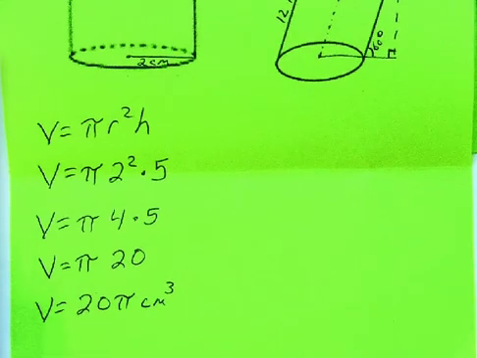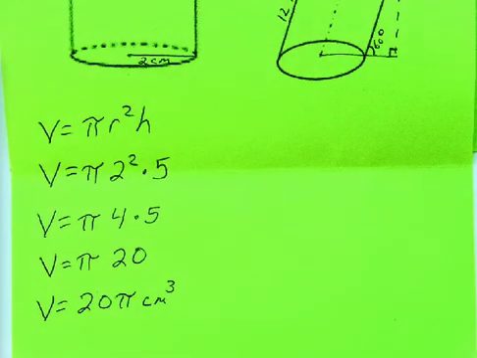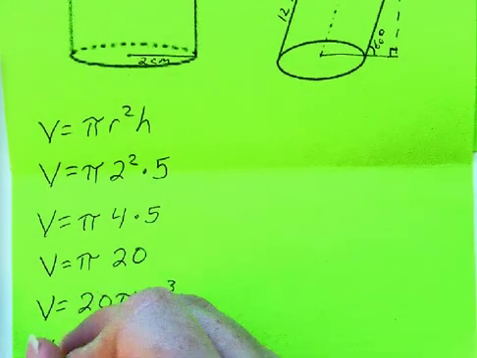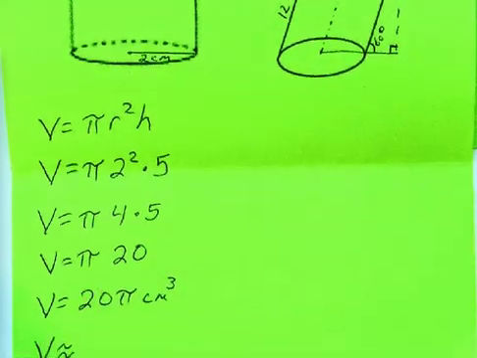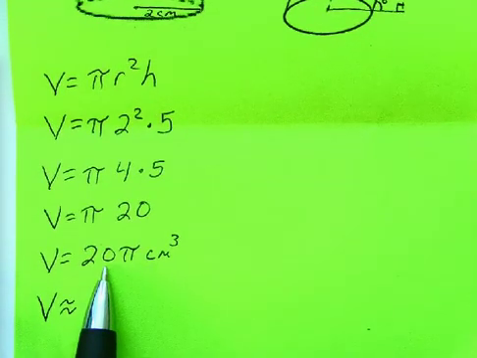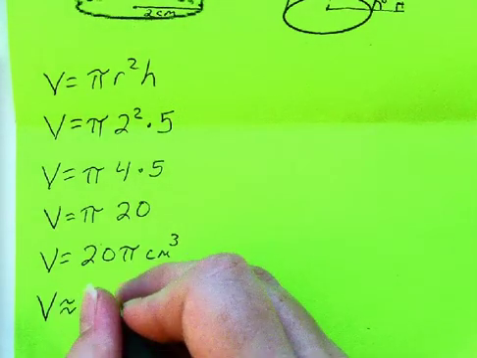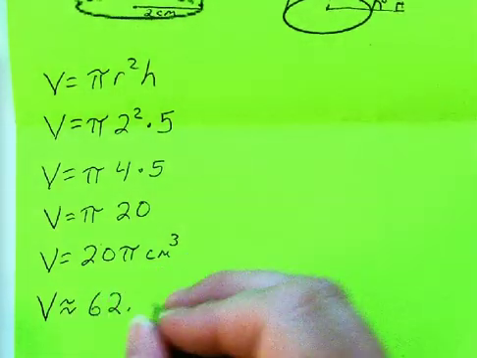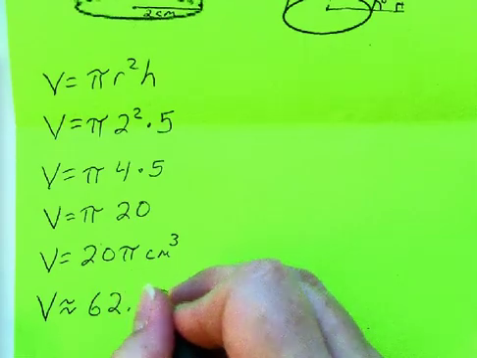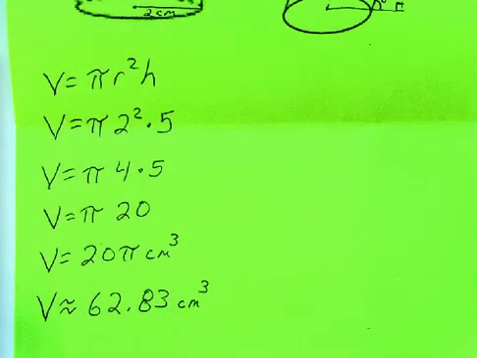We can also convert that to a decimal. So we're going to go ahead and approximate this one to the nearest hundredth. So on your calculators, you're going to type in 20 pi. And to the nearest hundredth, we should get 62.83, and then that's still centimeters cubed. So 62 and 83 hundredths centimeters cubed for that one.